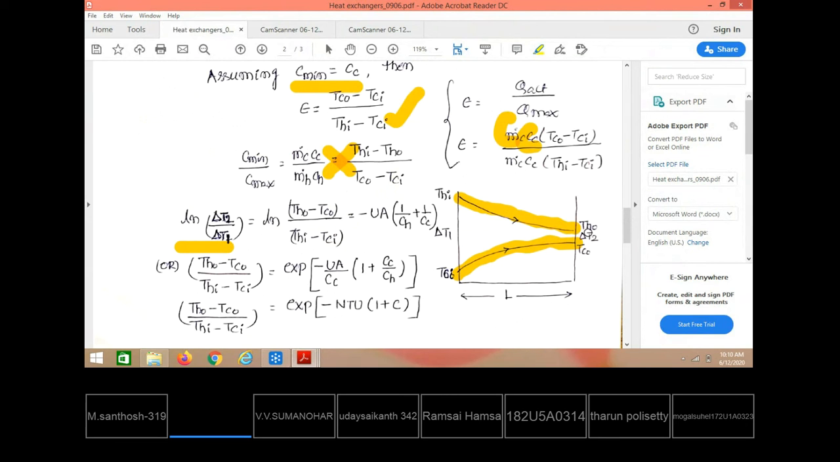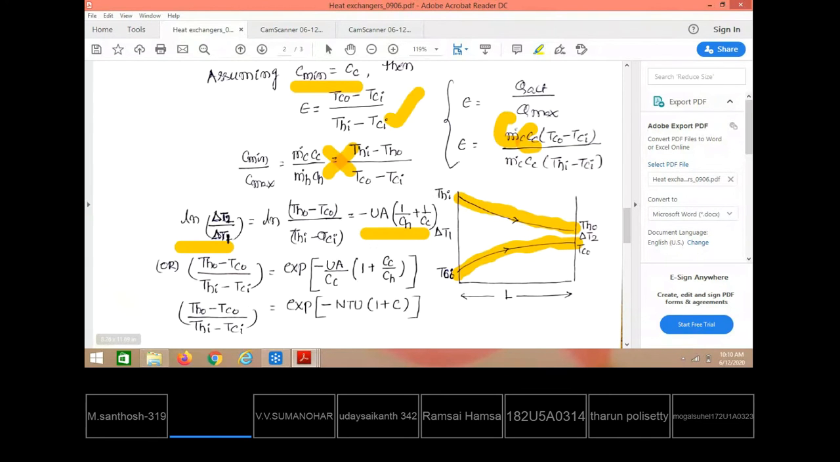Delta T2 means T_ho minus T_co. What is delta T1 for a parallel flow heat exchanger? T_hi minus T_ci. This relation is already available. If you see the LMTD method of heat exchanger analysis, it is already there, and from there I have taken it.